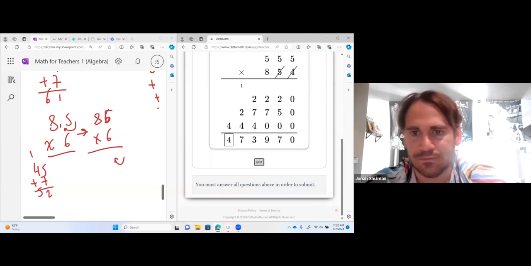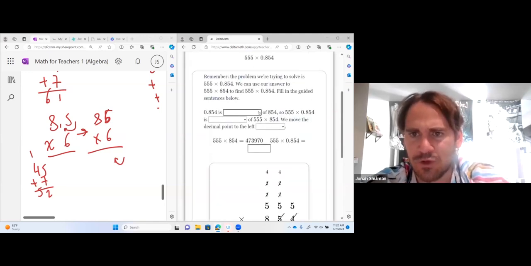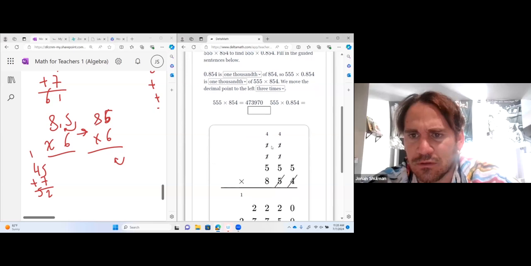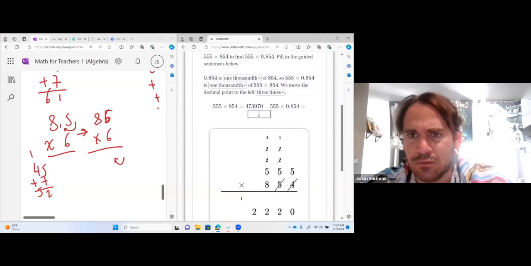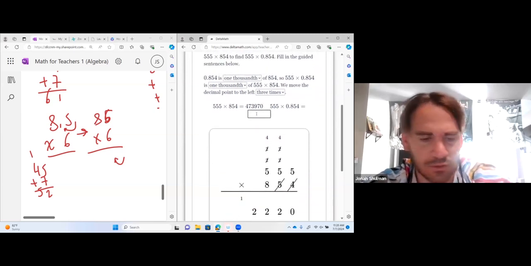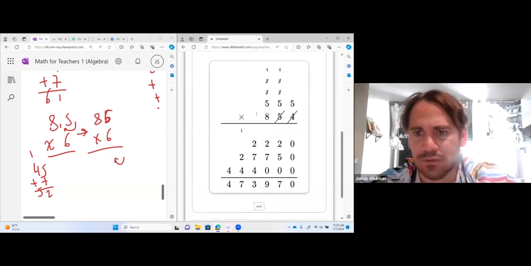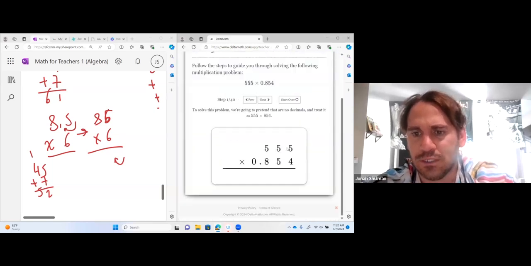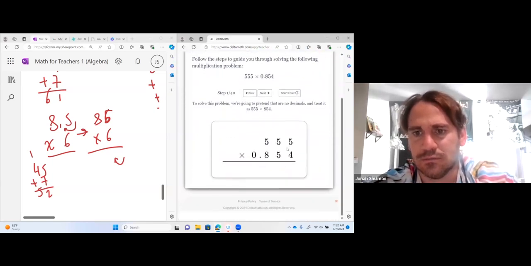And then 4. All right, so 8.54 is 1/1000th of this because we were going through decimal places. So this is 1/1000th of the pattern. So we got to move it 3 times to the left. So we know it's 1, 2, 3. So it's 473.970. We did it all right. Wasn't that exciting?